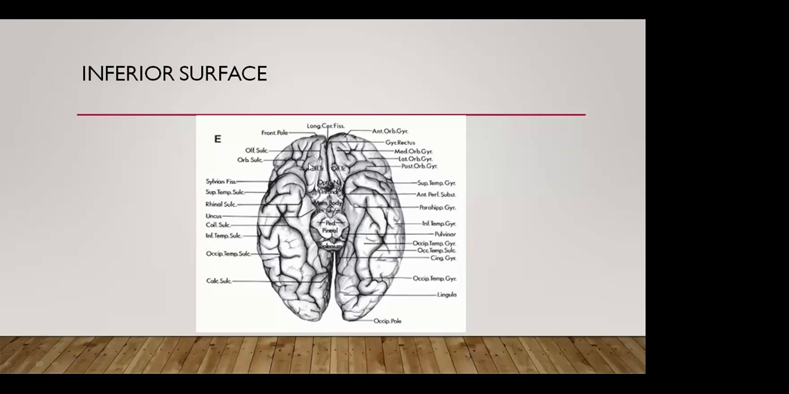So basically, we have the medial orbital gyri, posterior orbital gyri, inferior orbital gyrus, and the lateral orbital gyrus. Basically, this basal surface of the frontal lobe is going to be constituted by the orbital gyri and gyrus rectus.